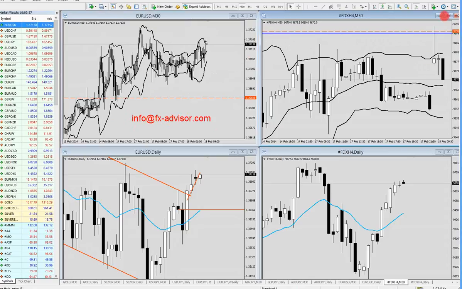DAX is falling right now. Looks like we missed some selling opportunity, but it was before the cash market opened. So we are still watching here. Let's go through the euro dollar, dollar Swiss franc, and dollar yen.